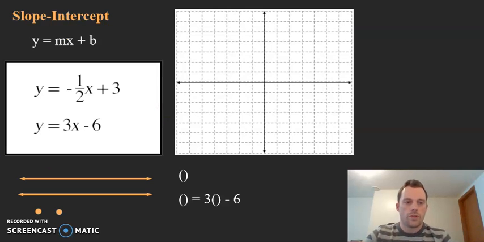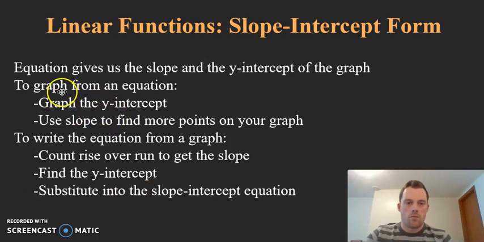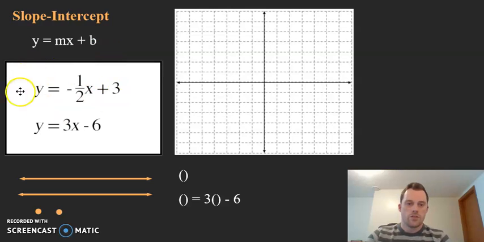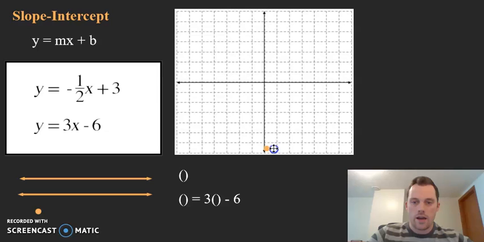What we start with when we graph from an equation, we need a point so that we can use the slope to find another point. Since it gives us the y-intercept, we're going to graph that first and then use slope to find more points. So this first equation, slope is -1/2 and the y-intercept is 3. It intersects the y-axis at +3, so that's our y-intercept. And then our slope is -1/2.